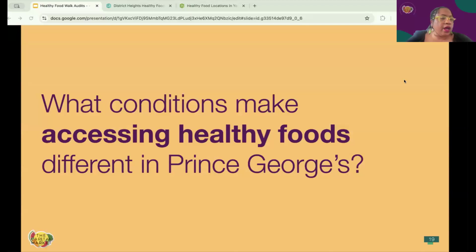And so what conditions make accessing healthy foods different in Prince George's County? And this was the driving question of the research that really led us to develop and implement the healthy food walk audits. At the time, this was early 2020, I was working as the leader of a community garden in an area closer to Greenbelt, which has an urban design pattern more typical of Washington, D.C. or a traditional streetcar suburb, right?